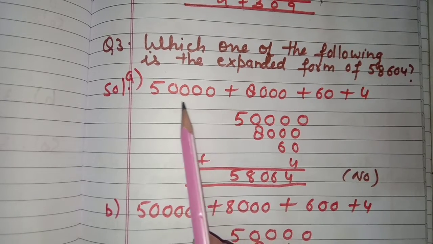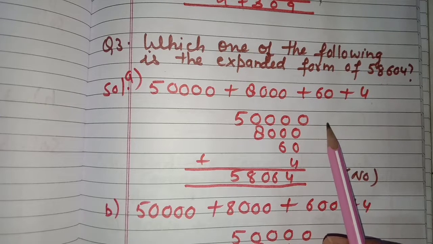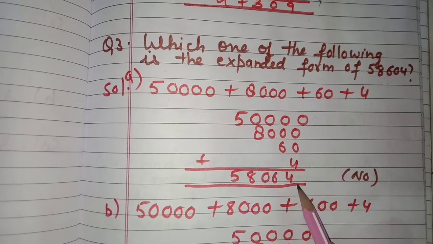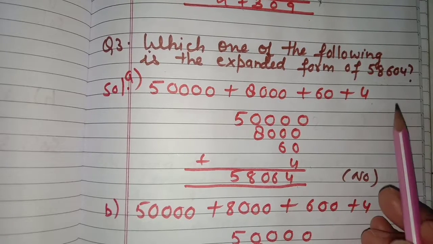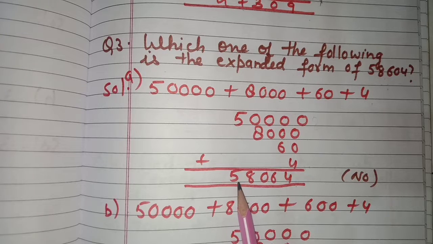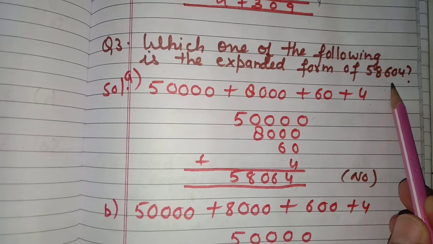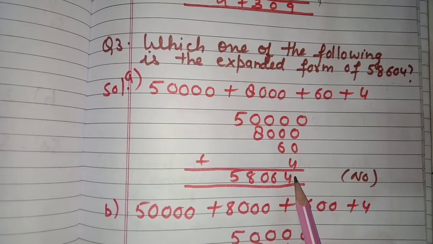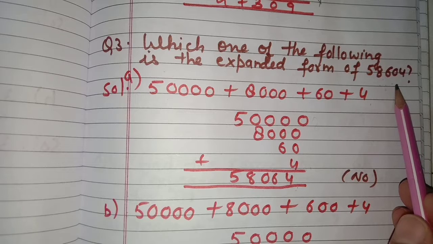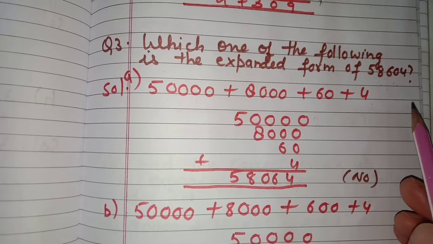So first is 50,000 plus 8,000 plus 60 plus 4. So what we can do, we can add them by writing them in the column form, and we will see whether the answer is equal to this value or not. So after adding, we have got the answer 58,064, which is not equal to this value. So this expanded form is not equal to this value.